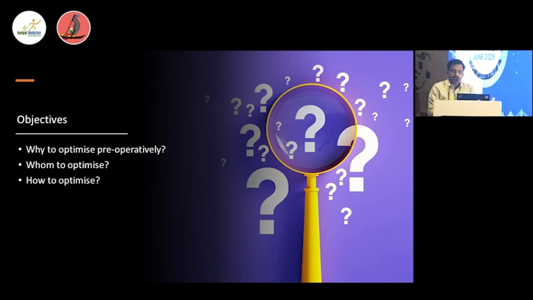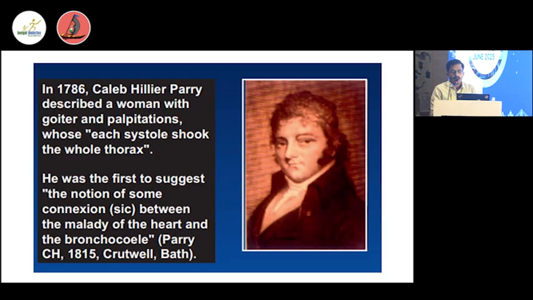So the relation between thyroid and heart has been known since long back, since 1786 when Parry described women with goiter and palpitation. And we know that the thyroid hormones have their action in almost all systems of the body, and it is mediated through thyroid hormone receptors, either alpha or beta.